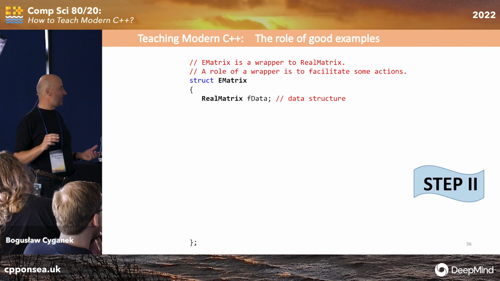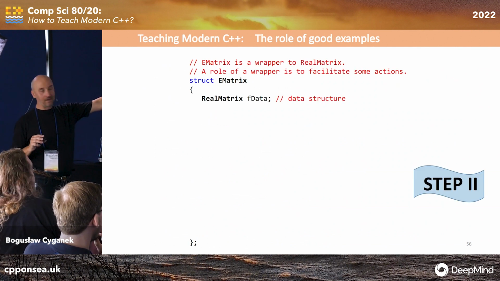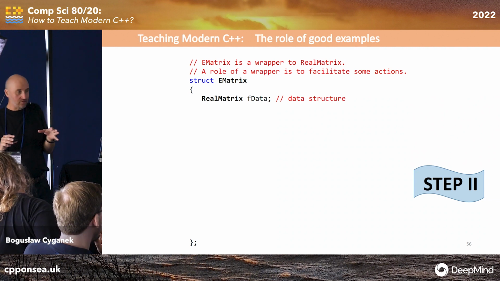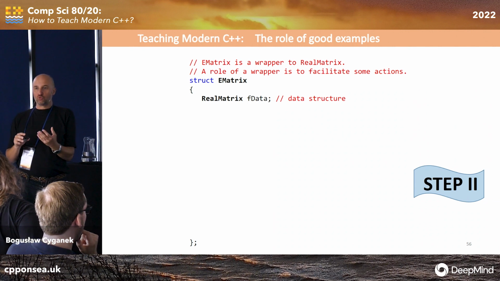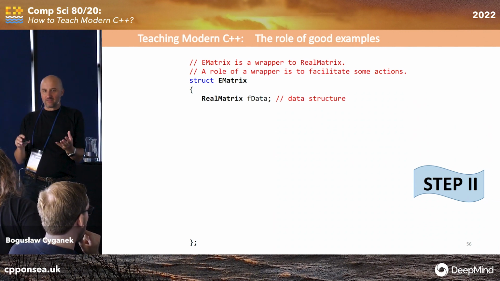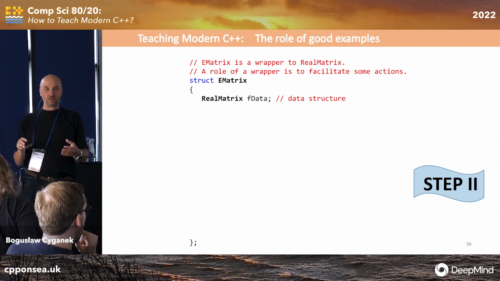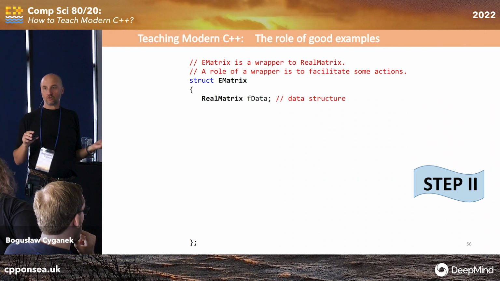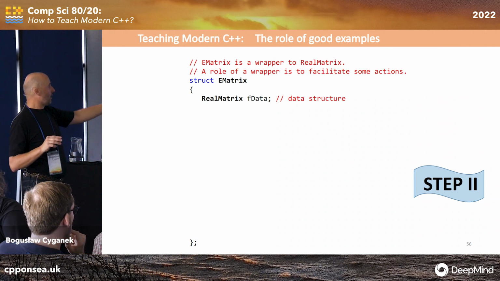So in the next step, we can take the same real matrix from the previous slide and wrap it in a structure. So what we are showing is how to deal with the difficulties of initializing, and also showing a design pattern, wrapper, very important, especially when porting from older code, also called adapter.